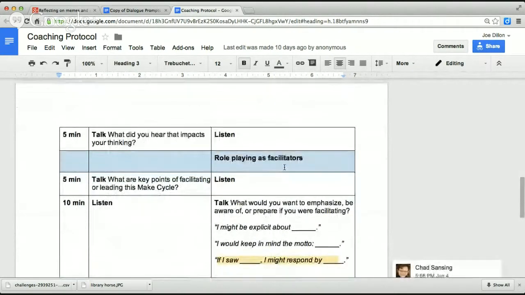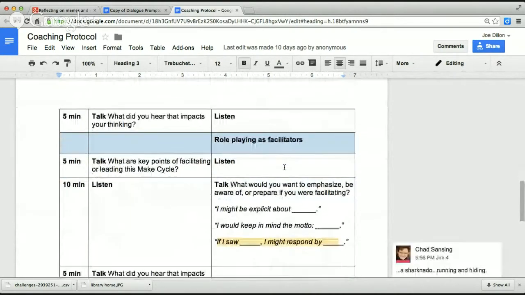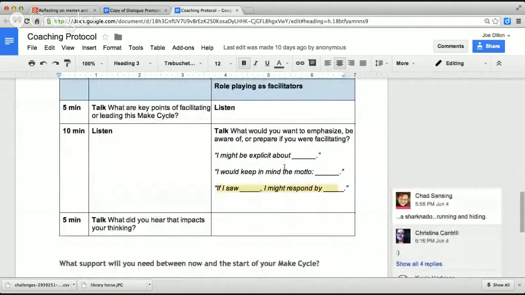Then they switch roles about halfway through the protocol, and we do this role play where we say, okay, you've heard the plan, and now let's say the facilitators have totally abandoned us. They're not going to lead their week after all, and so we have to lead the week. How would we do it? We don't have to do it to their satisfaction, but we have to name what we would do to facilitate the week. And so there are some prompts here, like what would you be explicit about facilitating?